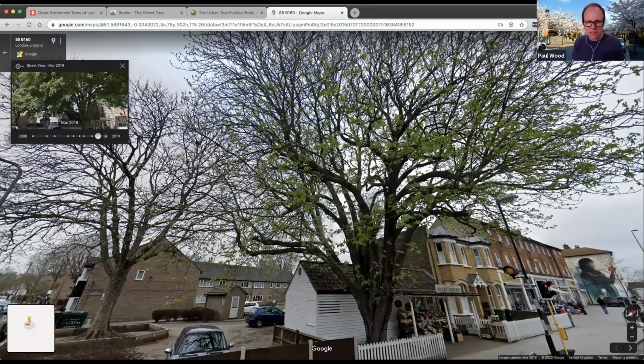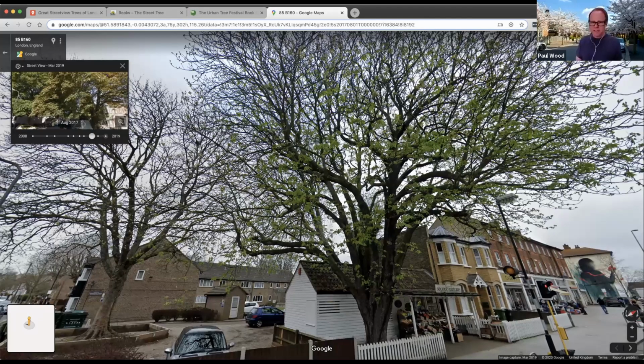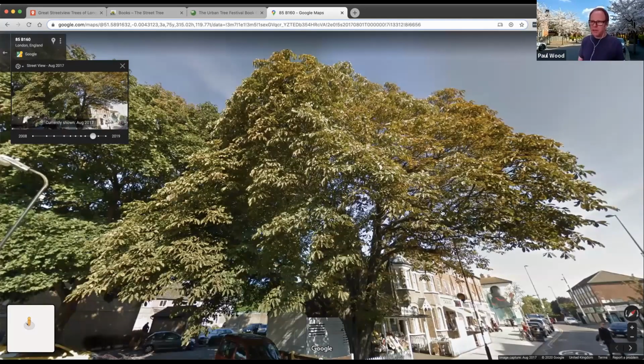So just coming up on your screen now is that tree in August 2017, and you can see the brown tinge to the leaves, which is the leaf miner attack, the leaf mining caterpillar, which is ravaging the leaves of this tree. I was talking to an ecologist recently who told me that there's been some activity amongst some tits that are beginning to feed on the larvae of these leaf miner caterpillars.